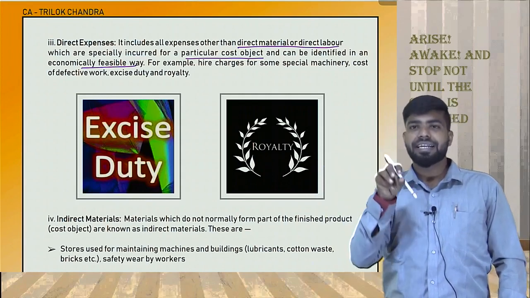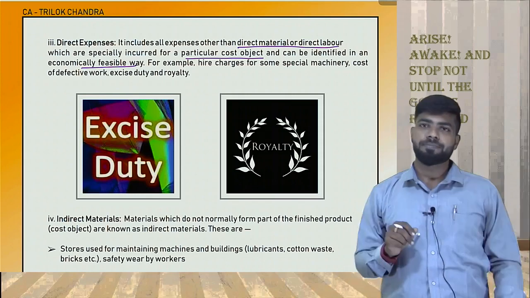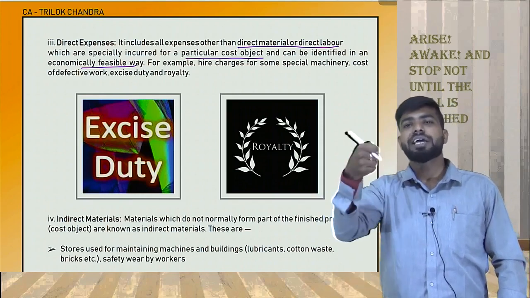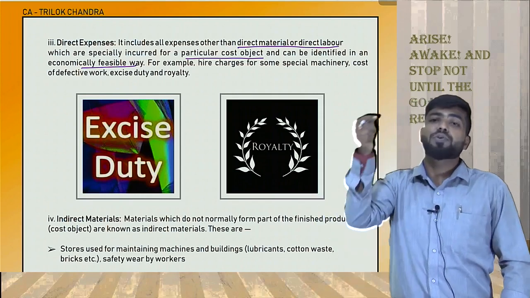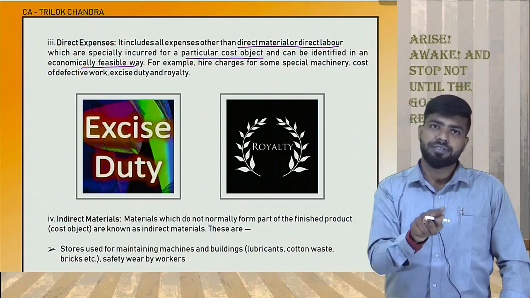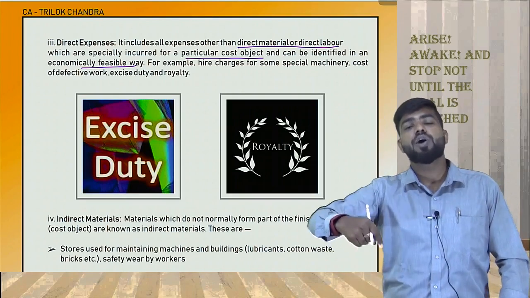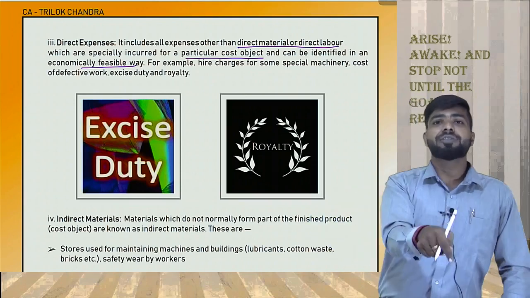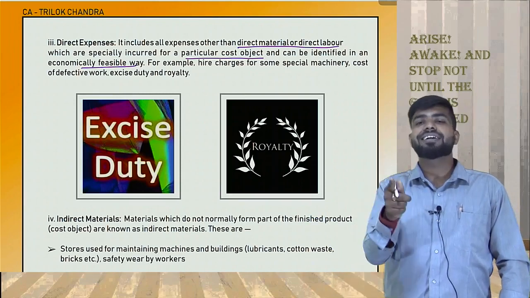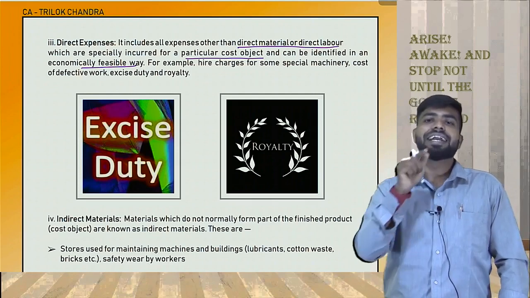I am hiring the machinery and producing one single product, which is a special order for me. For hiring the machinery, I need to pay higher charges. Whatever charges I am paying are specifically attributable to the special design product. I am not using that machinery for all the products, only for the special order. So the higher charges should be charged to the special order product. That higher charge is called a direct expense.